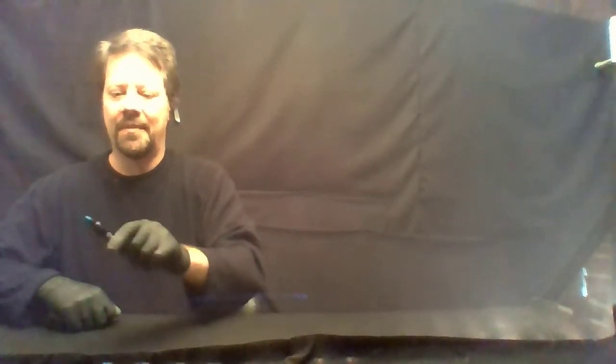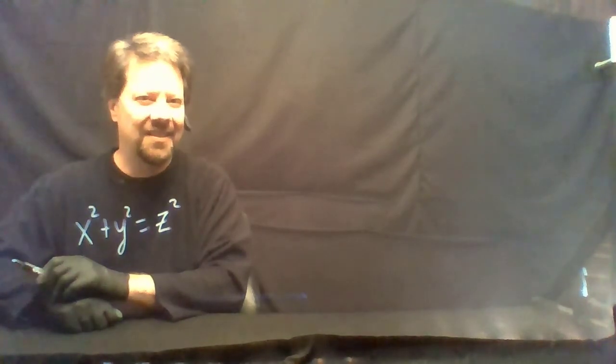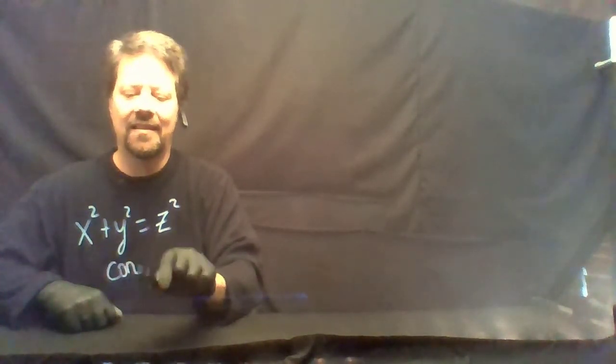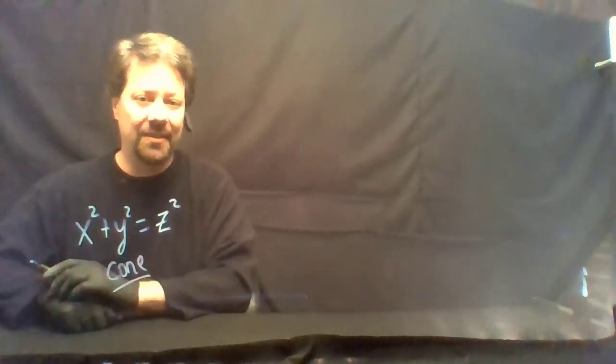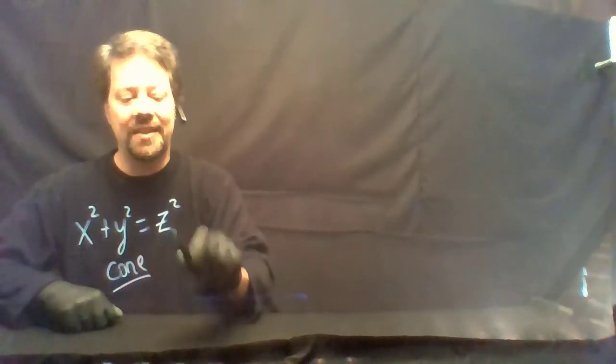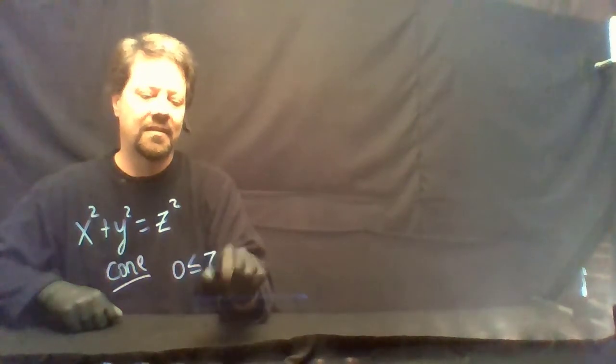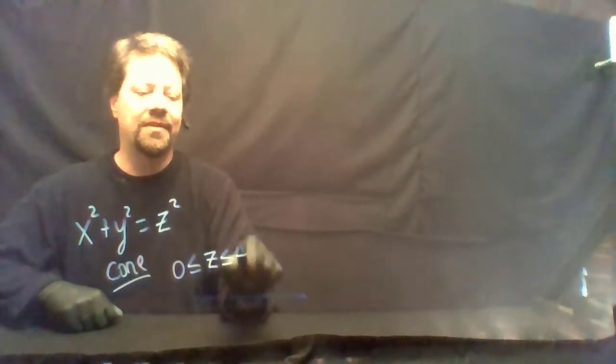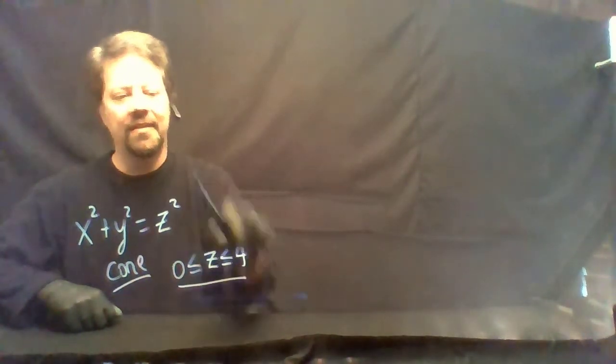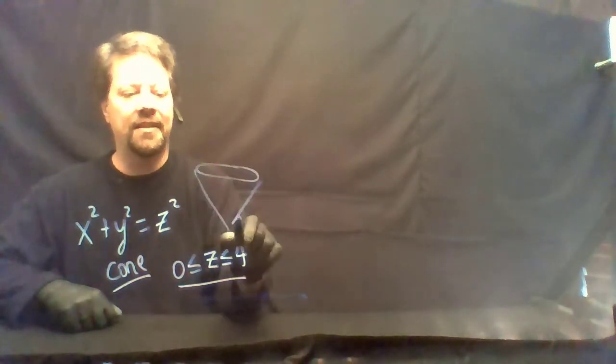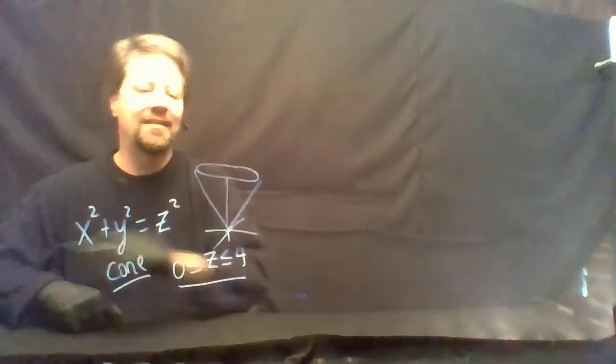On the next problem, suppose we have the surface x squared plus y squared equals z squared. Do you know what kind of surface this is? That's an elliptic cone. Let's choose z values between 0 and 4 so that we just have a piece of the upper nappe of the cone.